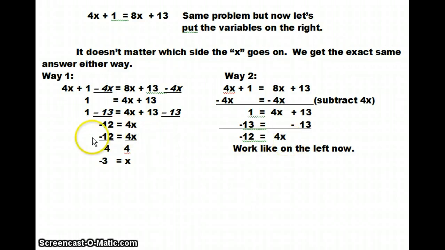And at this point, we work it just like we did over here on the left-hand side. Divide both sides by 4, since that's the coefficient of the x. And we have negative 12 divided by positive 4 gives us negative 3 is equal to x, which is the same answer that we just had.